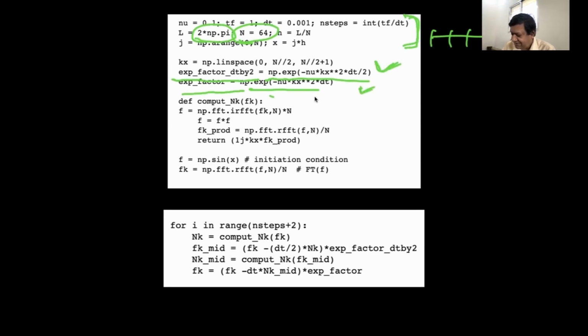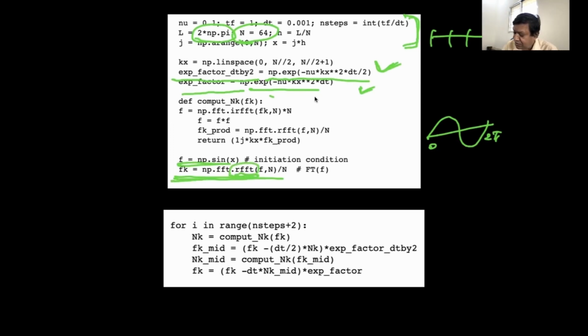I need to go from real space to Fourier space. So my initial condition is sin x. Okay, the initial condition is sin x from 0 to pi. I take a Fourier transform, so I get the initial condition in Fourier space, using rfft.